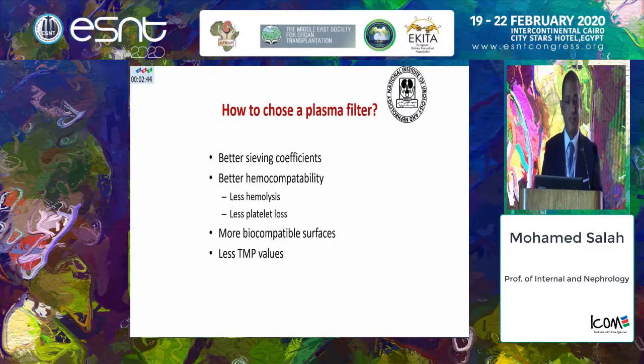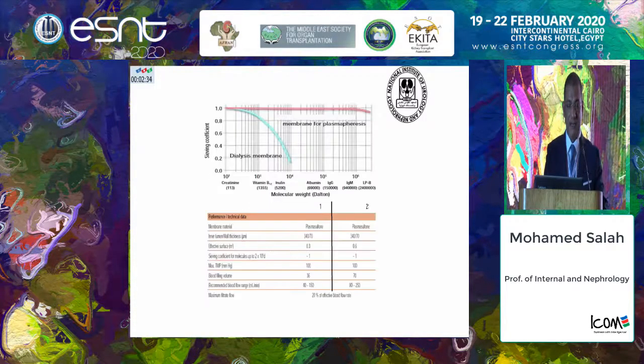How to choose a plasma filter? It has to have a better sieving coefficient, better hemocompatibility with less hemolysis, less platelet loss, more biocompatible surfaces, and lower TMP values. You can see that the sieving coefficient in plasma filter membranes is much, much higher than that for dialysis, for all the components, even the bigger components like IgG and IgM, albumin, etc.